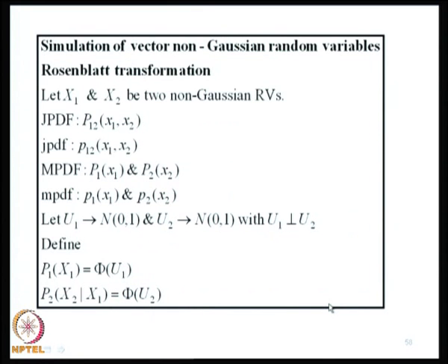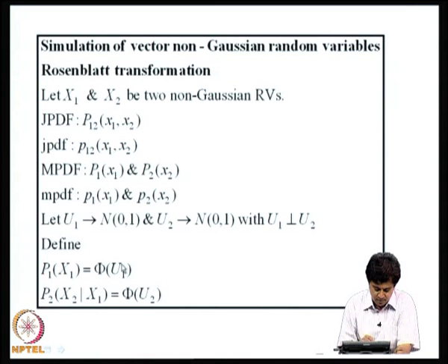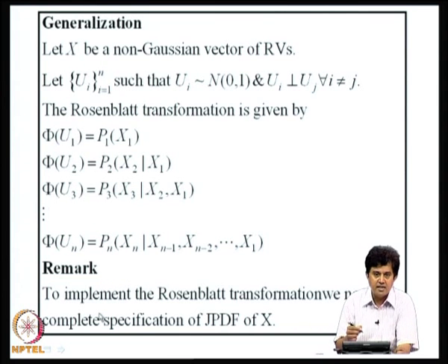So how do you implement the method? You simulate u1 and u2, and you find x1 by x1 equal to P1 inverse of phi of u1. Then x1 is already simulated, so for every value of x1 you come here and find the inverse of this. Okay. So you will be able to proceed with the implementation. Now the generalization to n random variables is straightforward, but it would involve inversion of increasingly more complicated conditional probability distribution functions. If you can do it, you will be able to proceed according to this.